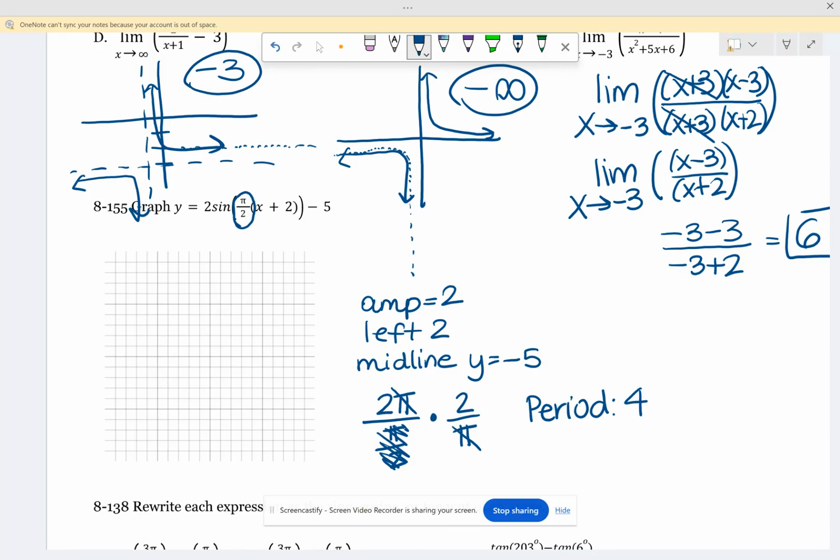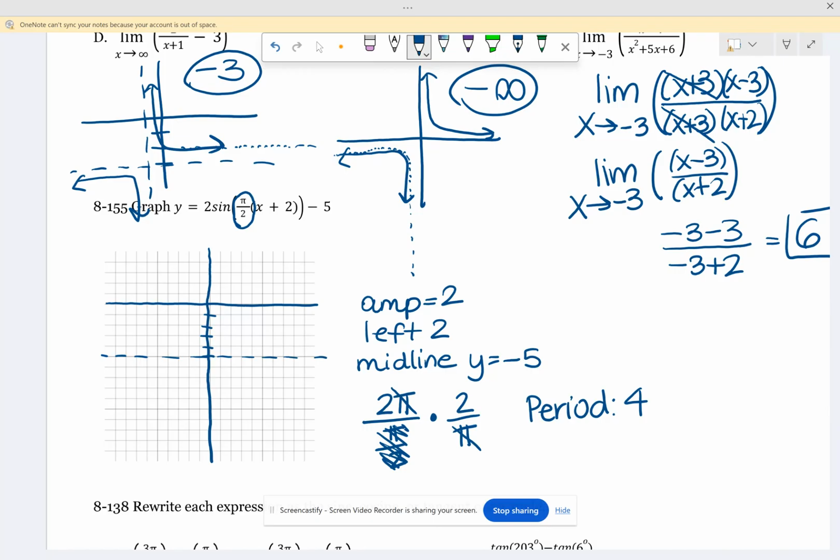4 units. So let's see, I know I have to shift down 5, so I'm just going to draw my graph up here. See how straight I can make this on my surface. Okay, 1, 2, 3, 4, 5. Okay, this is our midline.